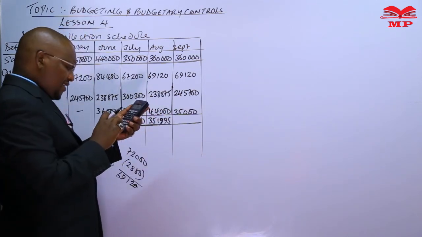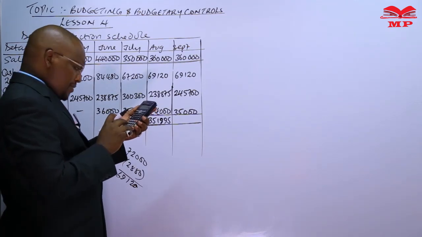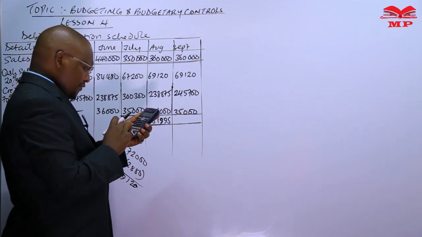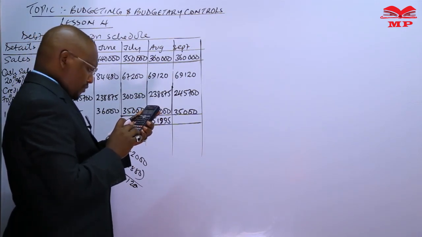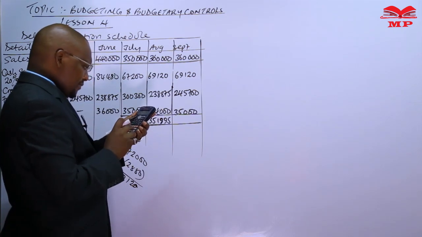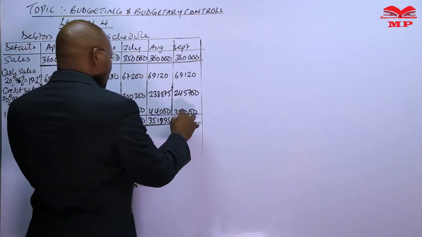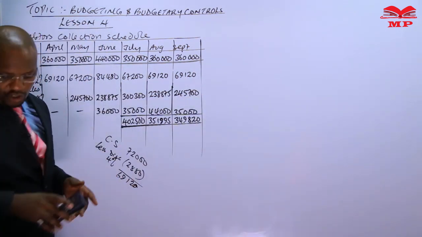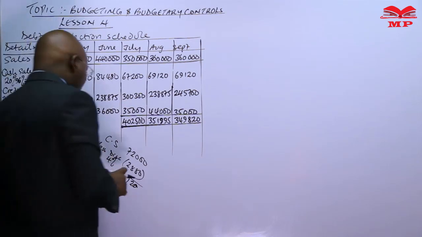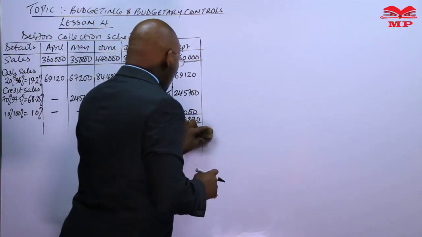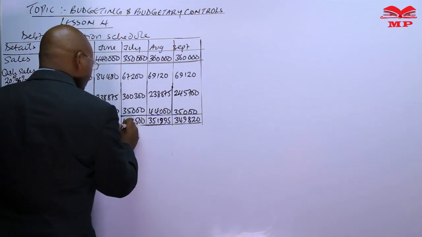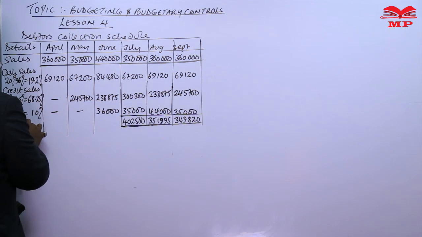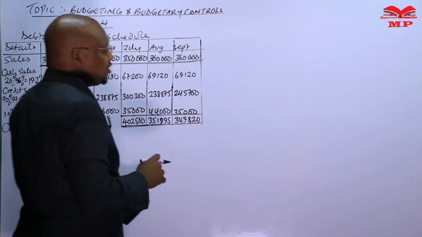Then you have 69,120 plus 245,700 plus 35,000. This is 349,820. Now that is the collection that we are expected to have in those 3 months that we need in our cash budget. So this is the collection. So with that, now we can move to the cash budget.